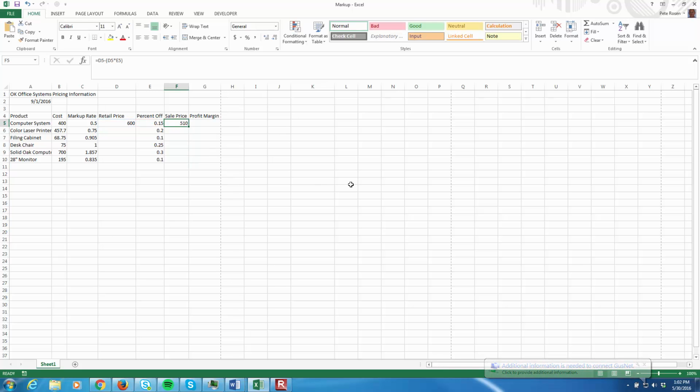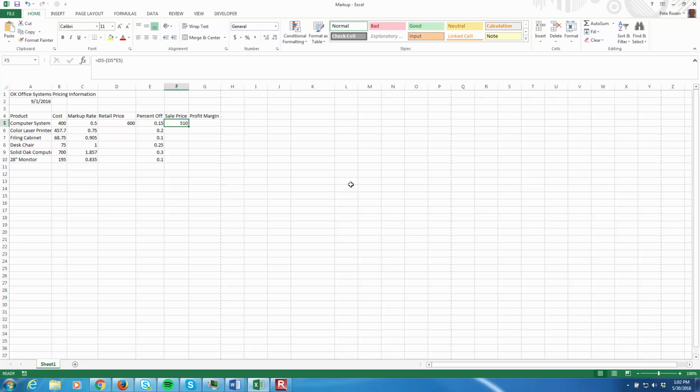So keep in mind, it cost us as the company $400 to make. We marked it up so that the retail price was actually $600. We made a profit of $200, and then we put it on sale to entice the consumer to buy it. And even with the sale, the sale price is still $510, which is $110 in profit for us.